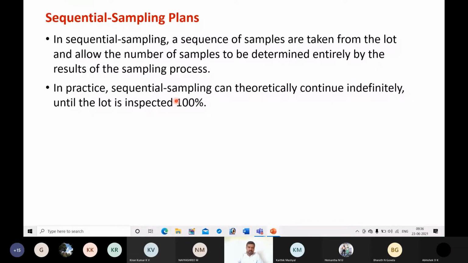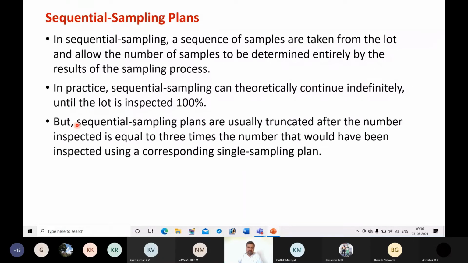Sequential sampling plans are usually truncated. That means they are ended at some point. They are usually truncated after the number inspected is equal to 3 times the number that would have been inspected using a corresponding single sampling plan. For the same lot, if we adopt a single sampling plan, what will be the sample size? Based on that, we decide when to stop the sequential sampling process.